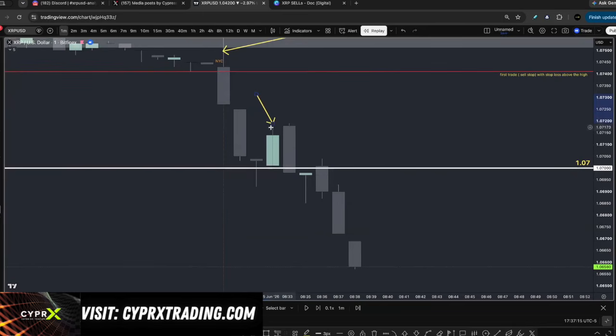Highs being taken, right? So here's a high being taken. And then instantly after this wick high is taken, what do we see?